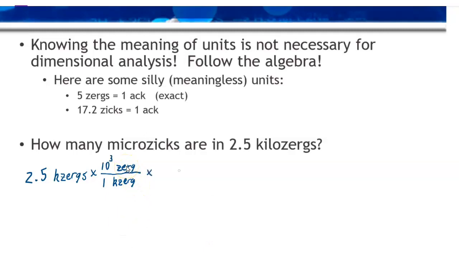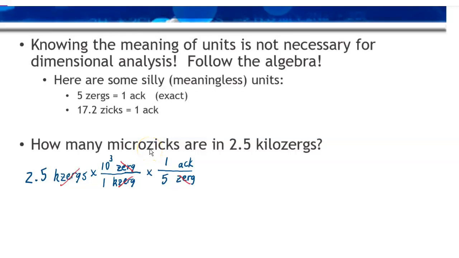And now I know I want to get rid of zirgs. So I set up a conversion factor and I put zirg in the denominator so that it will cancel with my zirg in the numerator. So then I look at my conversions. The only conversion I have is 5 zirgs is 1 ACK. So I guess I'm going to convert to ACKs. And the 1 goes with the ACK. And the 5 goes with the zirg. And now just do my units conversions here. Zirgs cancel out. I'm currently in units of ACKs. That's not what I want.